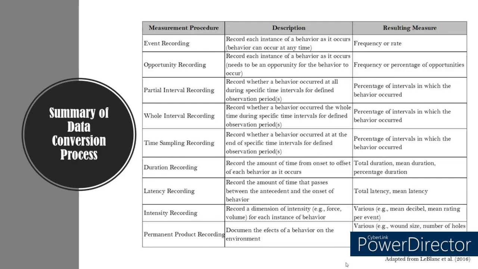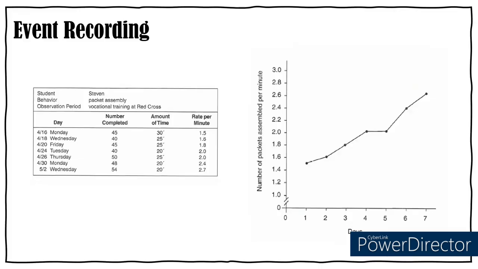Moving forward is permanent product recording. So this is to document the effects of a behavior on the environment. So various things which we can record could be the wound size, the number of holes in the wall, or the number of math problems completed. So once we know that, we are able to draw a graph accordingly. And this is the description about all the multiple types of recordings which we do. And now let's understand each one of them clearly in terms of how we do it.